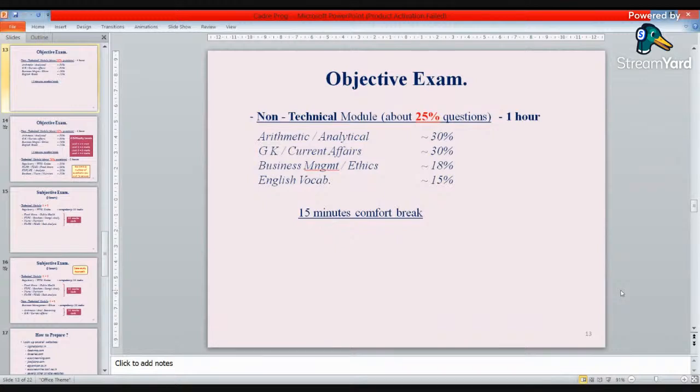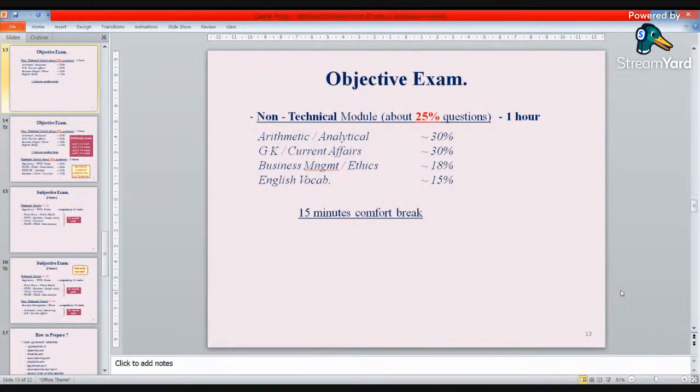Let us see how the exam will be done. What are the areas? As I said, I will tell you about 25% of the questions in non-technical areas. The objective exam is of 1 hour, where approximately 30% of the questions will be in arithmetic and analytical skills. Another 30% in GK current affairs. Business management, business ethics about 18%. English about 15%. Then we give you a 15 minutes break, because sitting on a computer without looking left or right, you will not be allowed to do that.